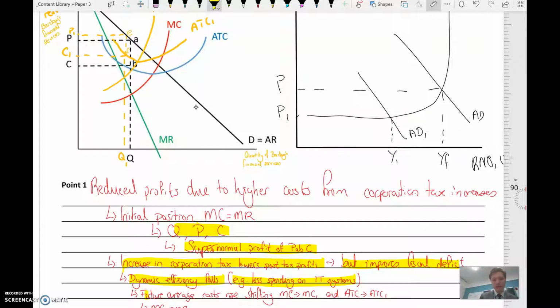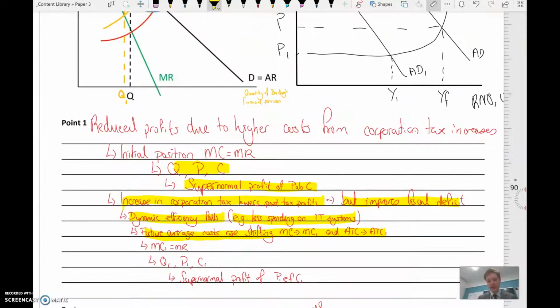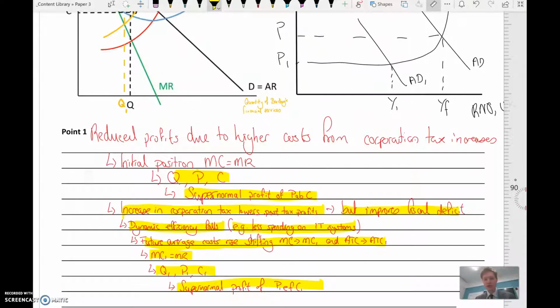And if that falls, their future average costs rise because they're less efficient. We're going to see a new profit maximizing equilibrium and a new level of supernormal profit, which will be lower. So my conclusion is that higher corporation taxes will result in lower supernormal profits. It will improve the fiscal deficit, but it has a negative impact on the firm.